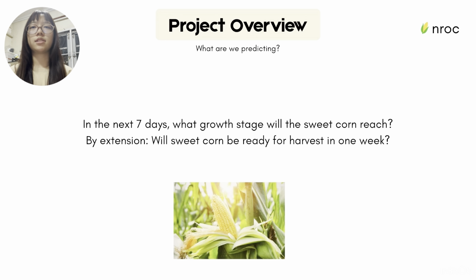The core question is: in the next 7 days, what growth state will the sweet corn reach? And by extension, will it be ready for harvest within 1 week?